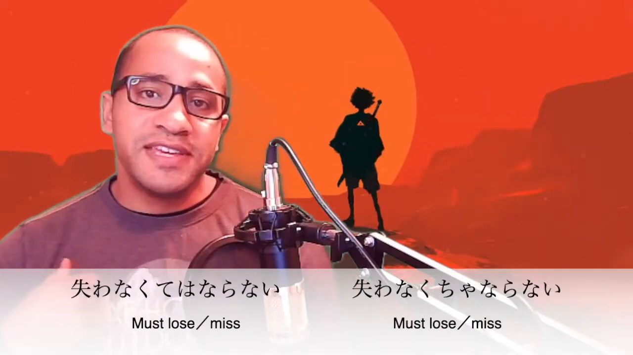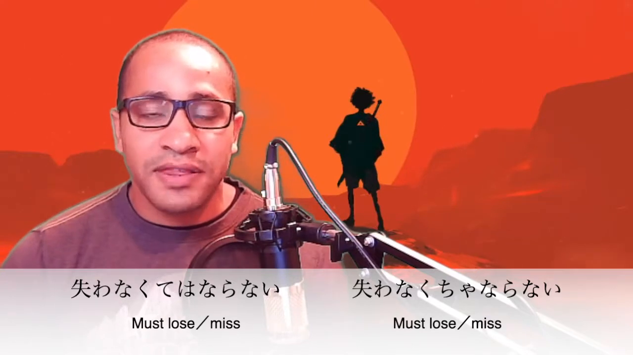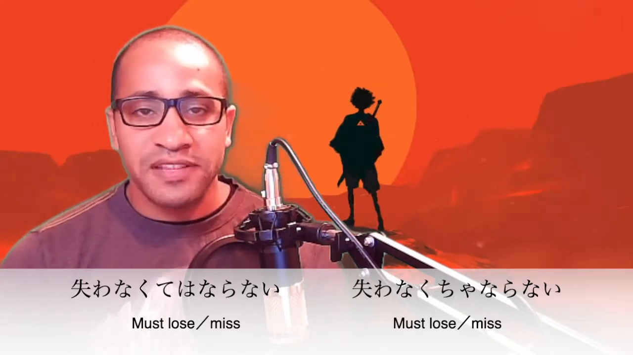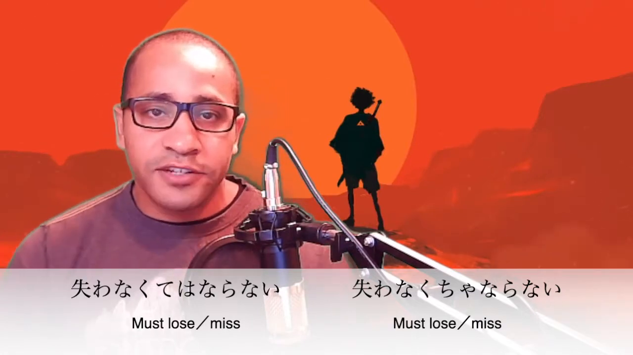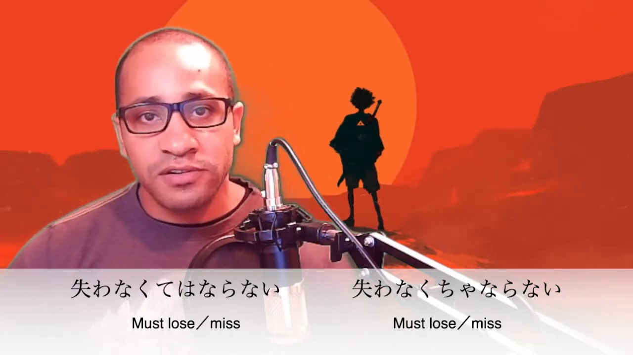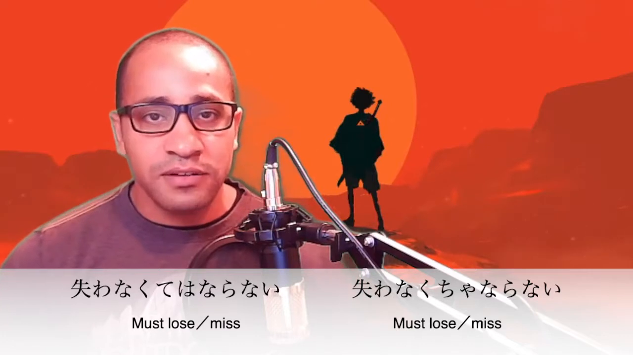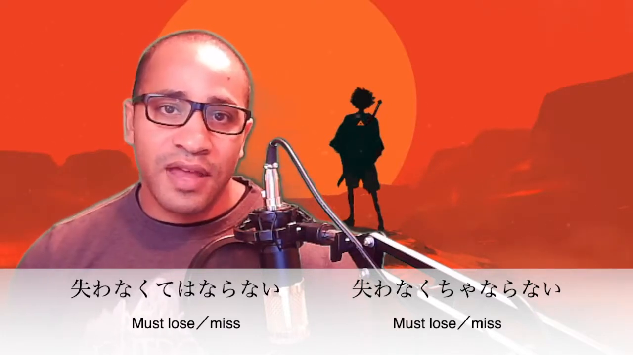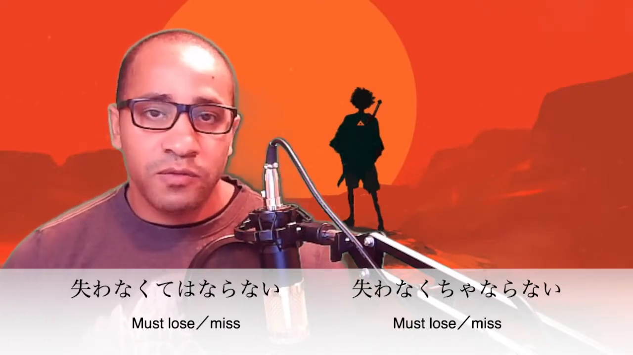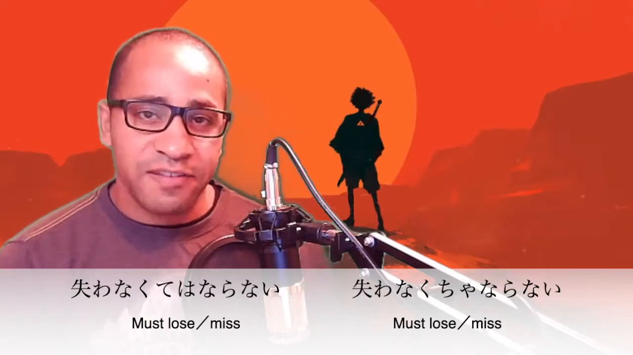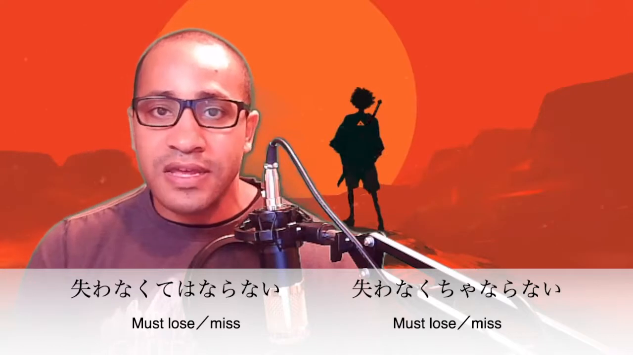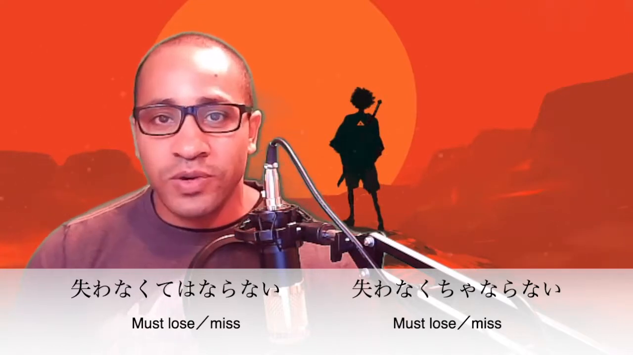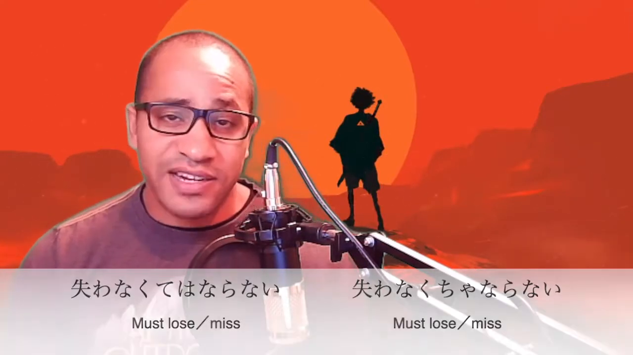Okay, so let's use the example of 失わなくてはならない, which means must miss or must lose. To turn it into its conversational expression, it becomes 失わなくちゃならない, which means the same exact thing as must miss or must lose, right? So now that we know how to do it, let's go ahead and try some practice.